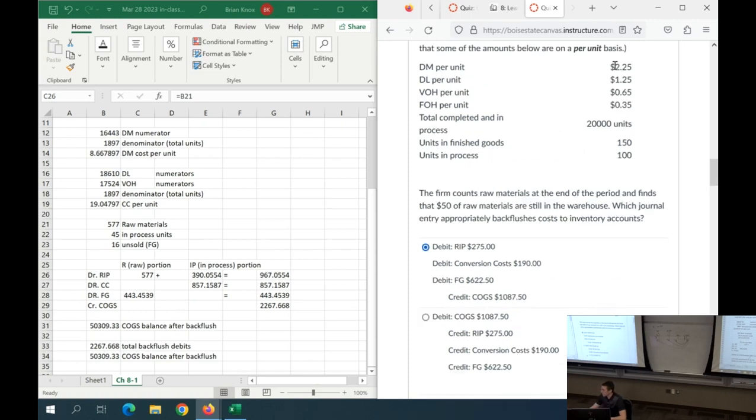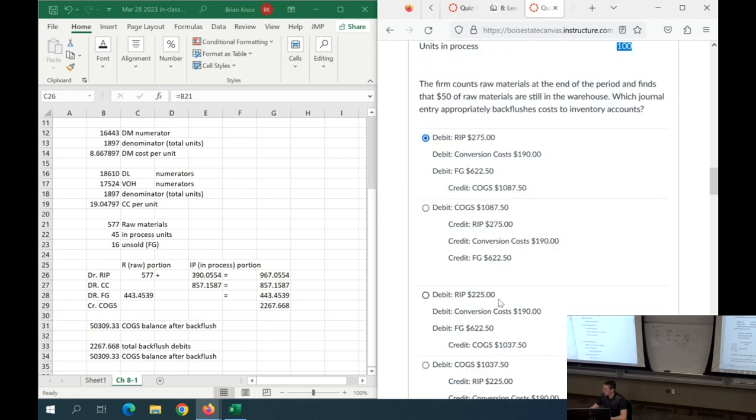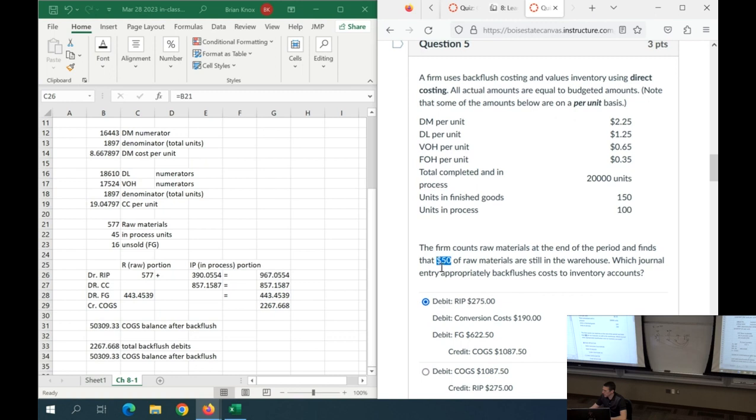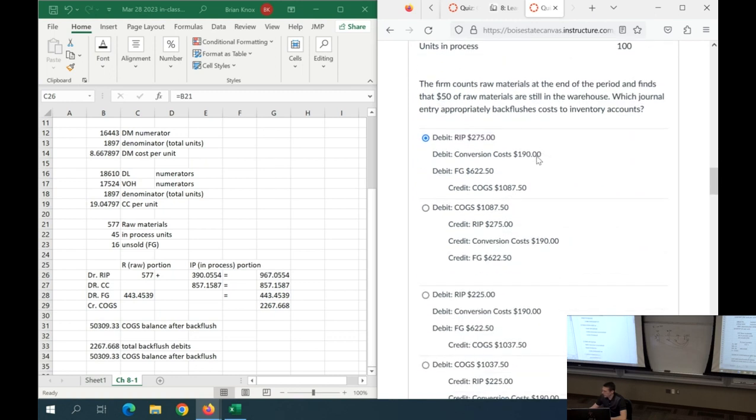But we can do it real quick. 225 with just the RIP portion. 225 times 100 gives me $225. So that's this right here. It omits the portion right there. So 225 times 100 gives me the IP portion, plus the 50 gives me 275. So that's the right answer. And conversion costs are the same. Finished goods are the same. Cost of goods sold has to be different, because it has to balance.